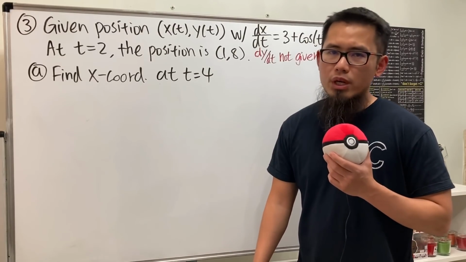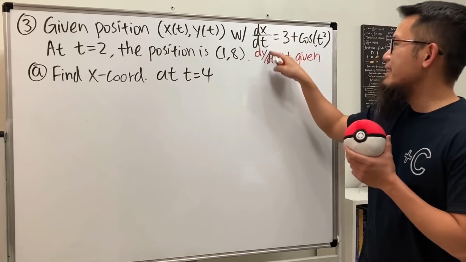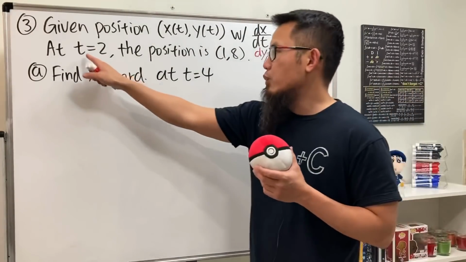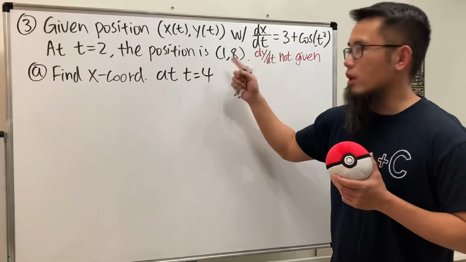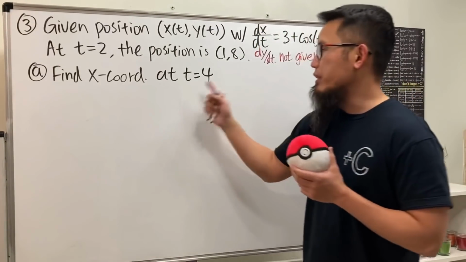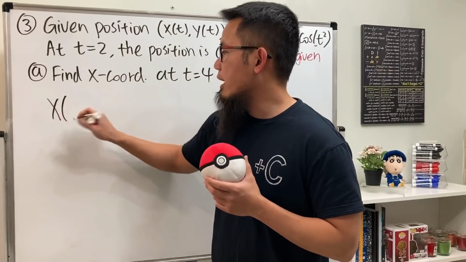Okay, for number 3, we're given the position x of t, y of t, but we only know dx/dt is equal to this. We do not know dy/dt. However, we do know that when t is 2, the position is at (1, 8). Okay, so part A, we are going to find the x coordinate when t is equal to 4. Well, in notation, this means we are going to find out what x of 4 is.